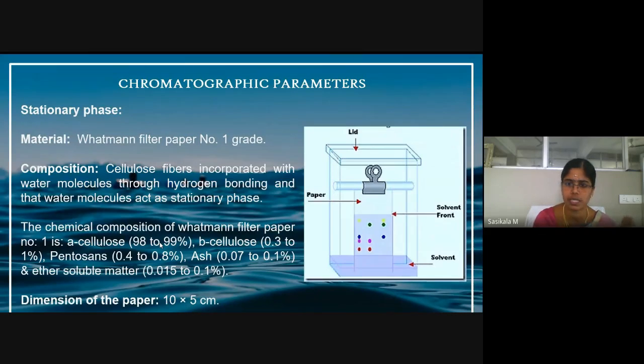So what is your stationary phase in paper chromatography? Water molecules, which are incorporated inside the alpha cellulose fibers through hydrogen bonding. How is it incorporated? Through hydrogen bonding. When your mobile phase takes the sample along the stationary phase, your sample will be distributed in two immiscible liquids. One is the aqueous form, that is water form. Another one is your mobile phase.